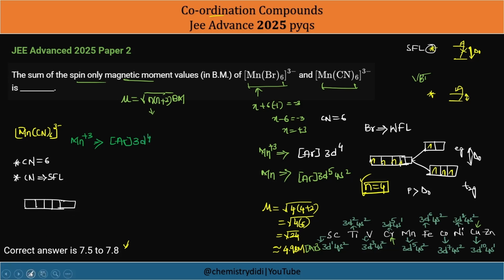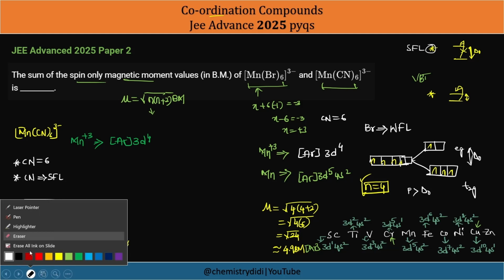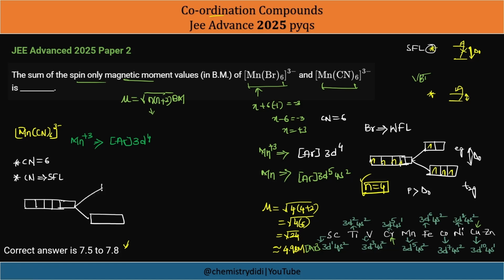But here the thing is that pairing takes place, due to the strong field ion. Here the energy gap, let me draw it a bit upper so that you can have an idea that the energy gap is more. Due to the more energy gap over here, what happens? Pairing takes place. It won't jump, right? So here 1, 2, 3, 4.